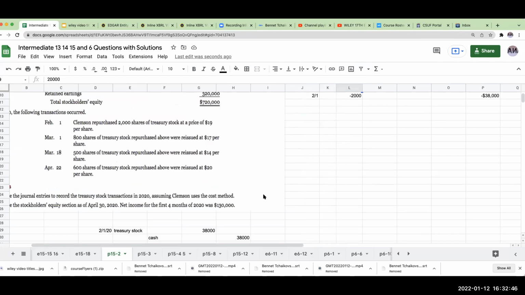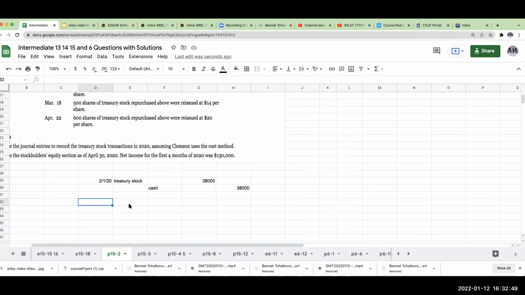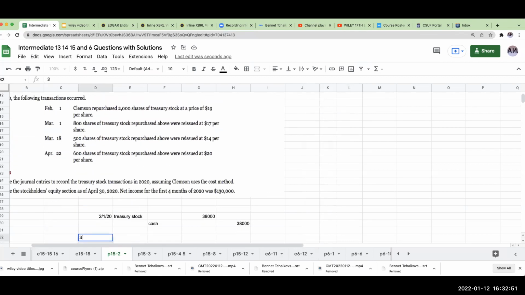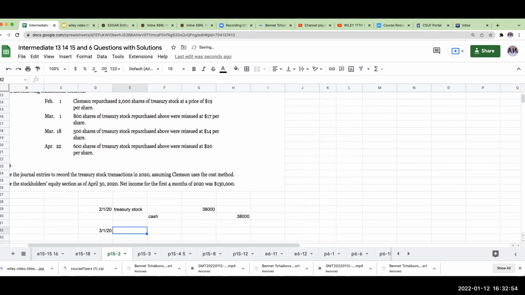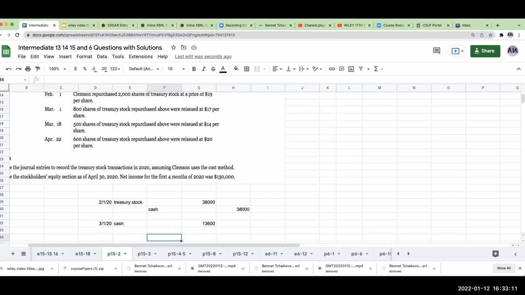Okay. So March 1st. I sold the 800 shares of treasury stock purchased above, or reissued them, at 17 per share. So now I'm getting cash of 17 times 800. The purchase was 2,000 times 19, and this sale is going to be 17 times 800 or 13,600.